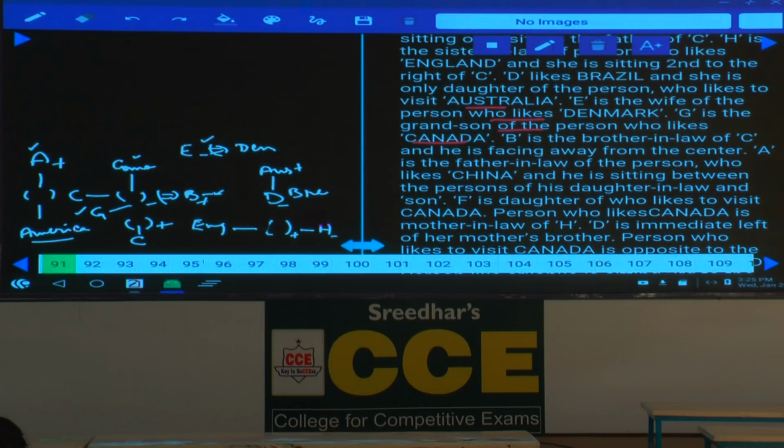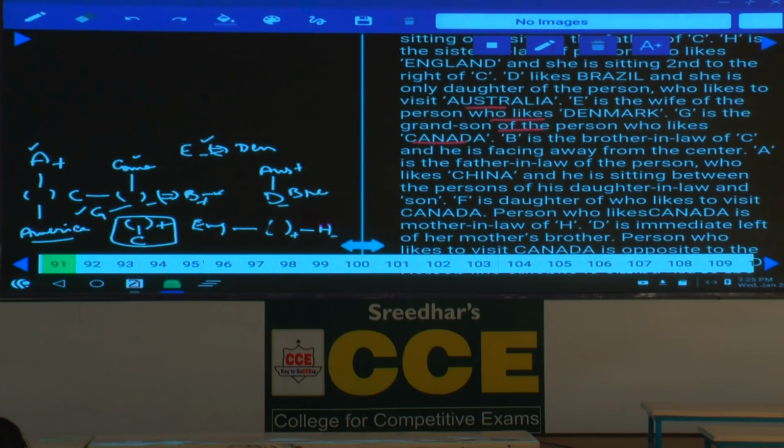B is the brother-in-law of C. That means C's sibling is there, and C's sibling's husband is B. As C's sibling's husband is B, and C is having a father as well, isn't it? Because C's father is there. And next one, B is the brother-in-law of C, and he is facing away from the center.